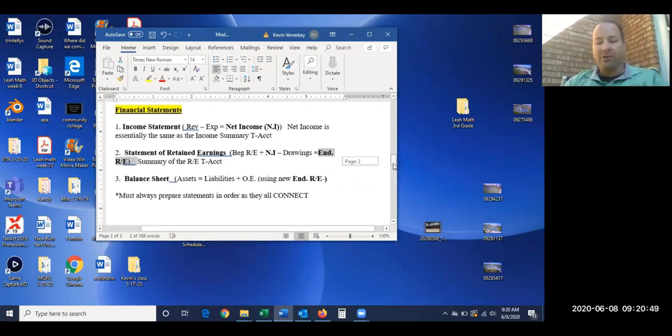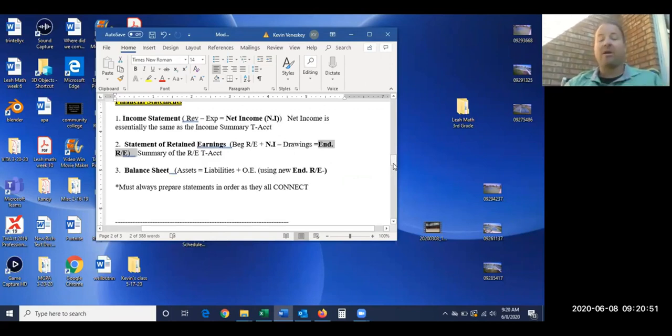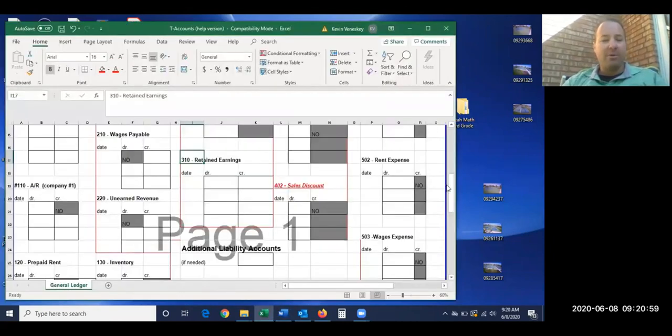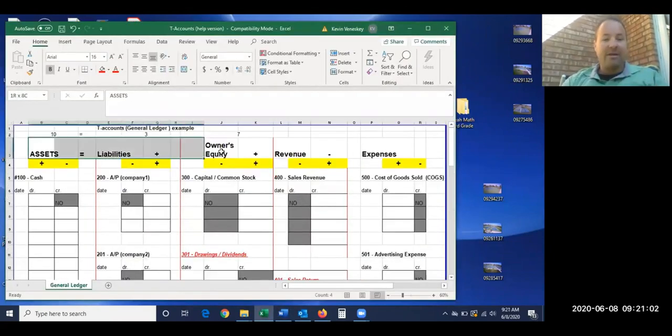And then finally, we get to the balance sheet. The balance sheet is everything else. Anything we haven't used yet goes into the balance sheet. And so that includes your assets and your liabilities. And then it includes the connector. It's either going to be your capital or your retained earnings, depending on how the business is set up. So this, the primary equation, is what goes into your balance sheet.